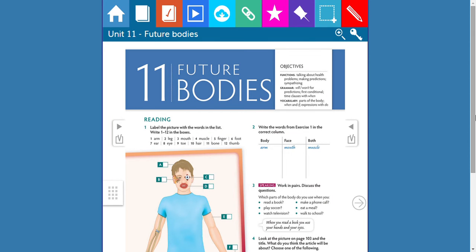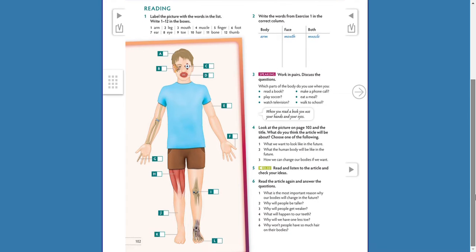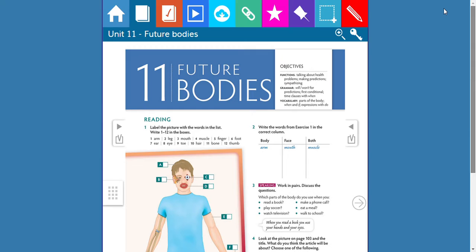I'm going to continue. Now we have activity number 1, activity number 2. Remember, our objective for this class is to learn parts of the body. Remember, parts of the body is here. Talking about health problems, making predictions, no? The first part, health problems. Now let's see.